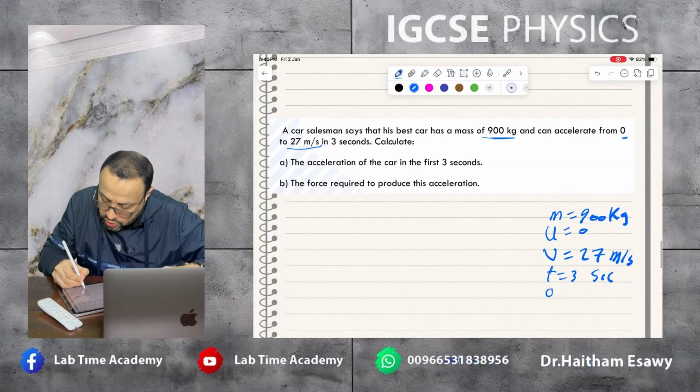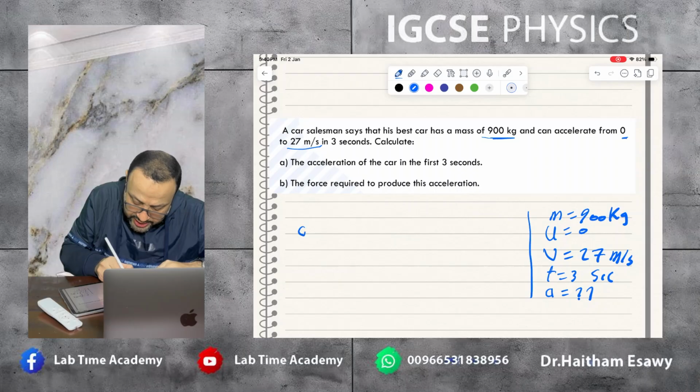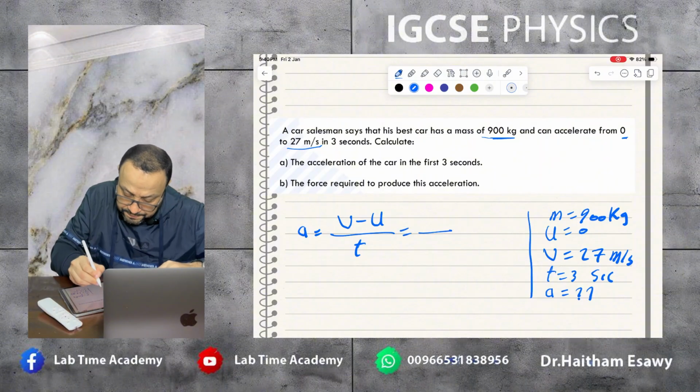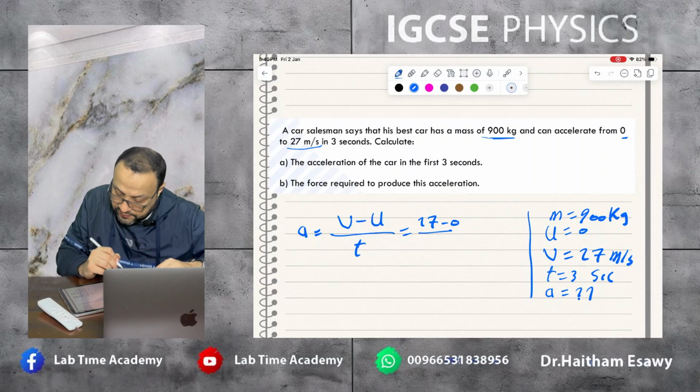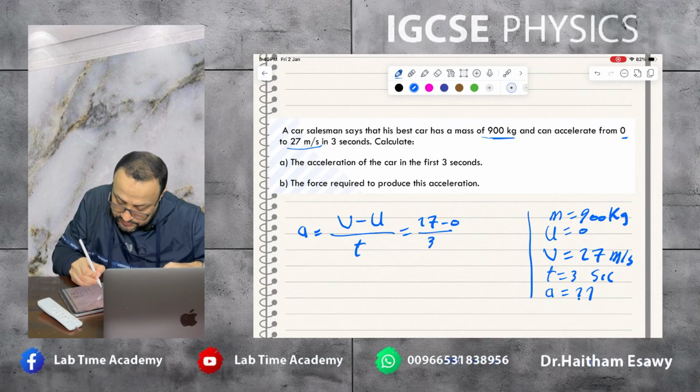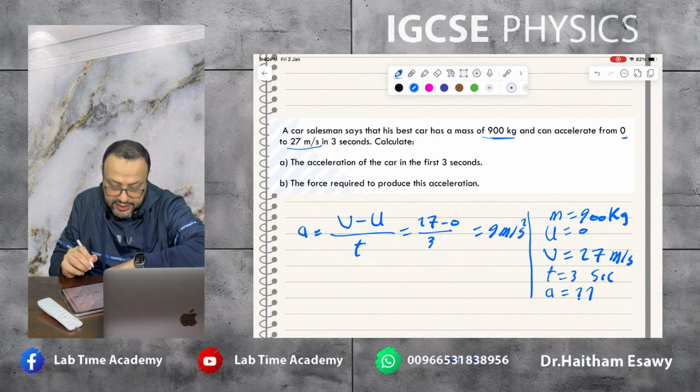So we want to calculate the acceleration. We know the acceleration a equals (v minus u) divided by t. Here we have v, which is 27, minus 0, divided by the time, which is 3. So we have 9 meters per second squared. This will be the acceleration.